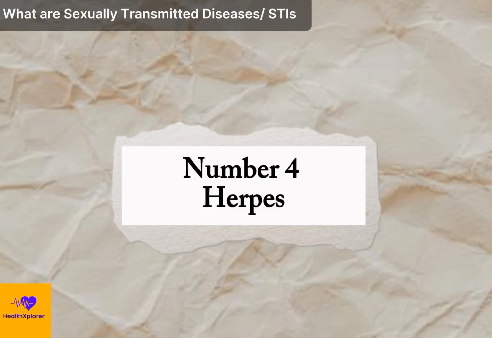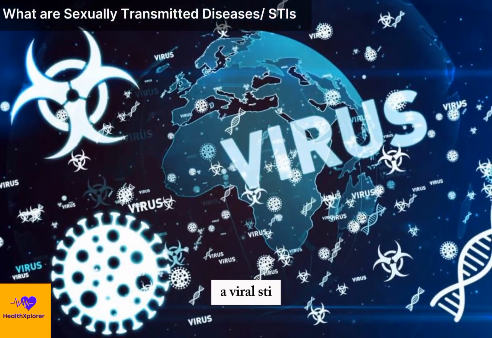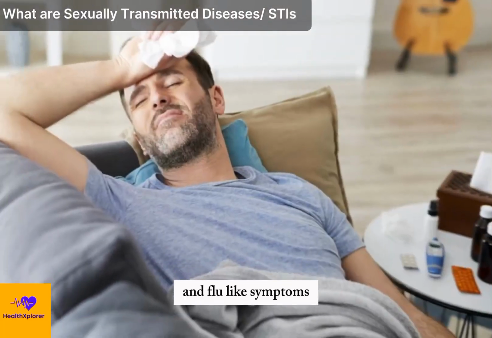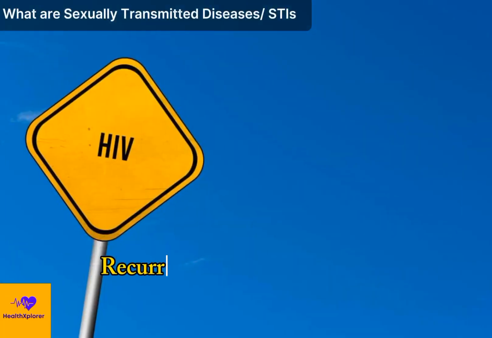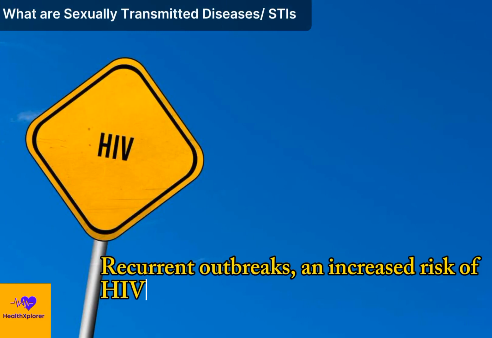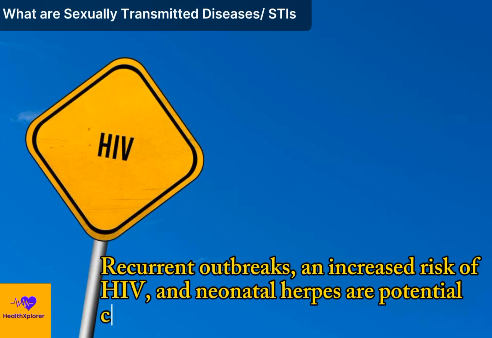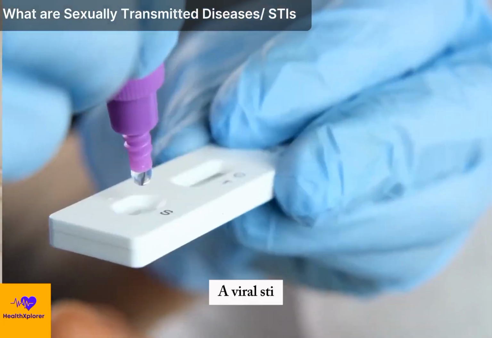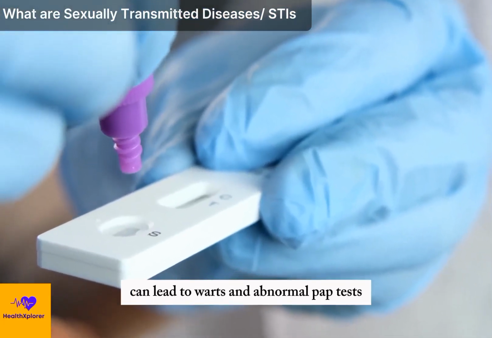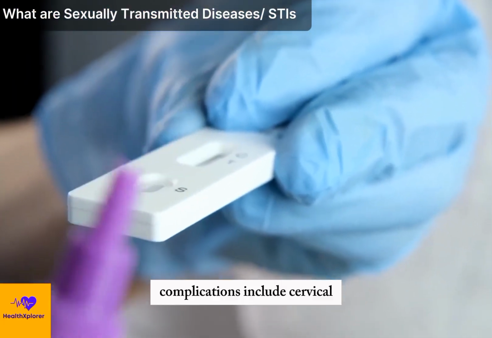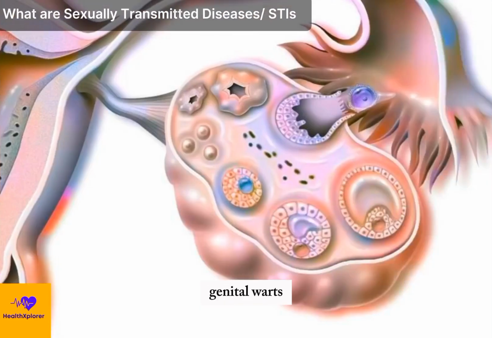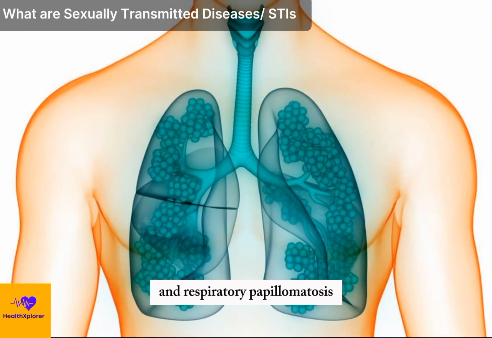Number 4. Herpes. A viral stye presents with blisters, ulcers, itching, burning, tingling, and flu-like symptoms. Recurrent outbreaks, an increased risk of HIV, and neonatal herpes are potential complications. Number 5. HPV. A viral stye can lead to warts and abnormal Pap tests. Complications include cervical, anal, penile, and other cancers, genital warts, and respiratory papillomatosis.